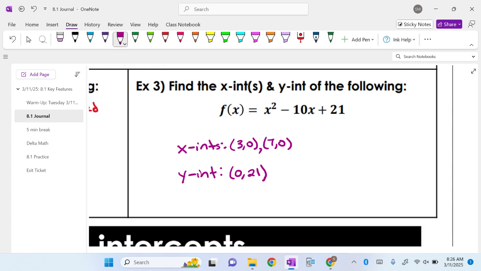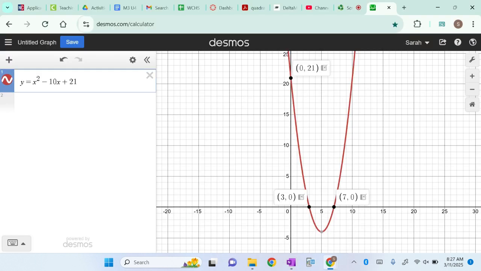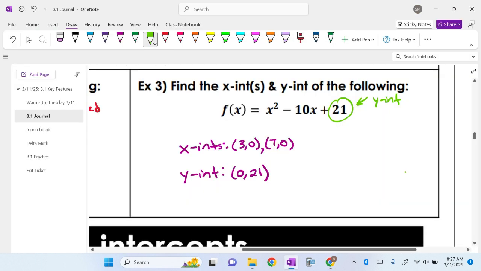All right. Check your answers. So you should have gotten 3 and 7 for your x-intercepts, 21 for your y. If you look, 21 was your constant. So you didn't even have to graph it to get your y-intercept. If you did graph it, it would have looked something like this, and you could have clicked on all 3 points. Any questions on x and y intercepts? Those are probably the easiest to find.